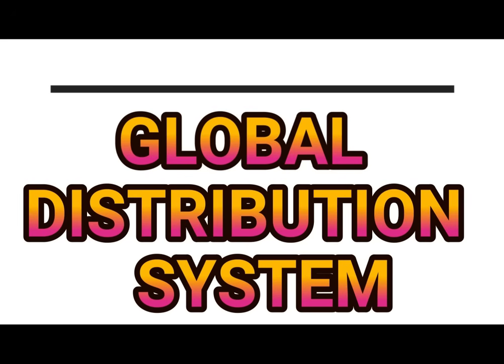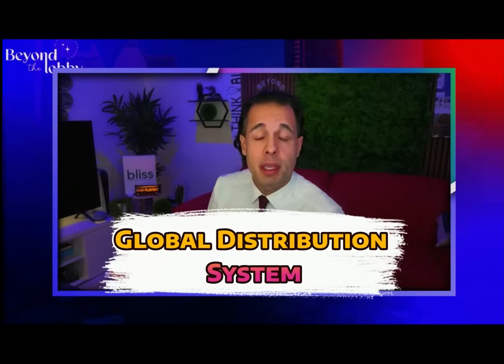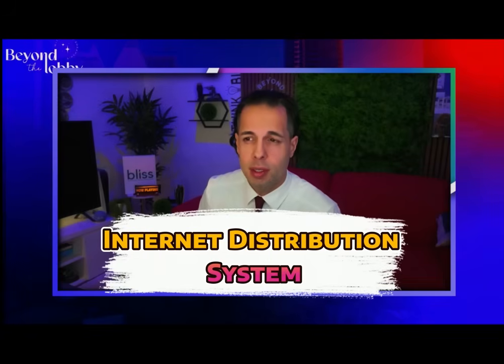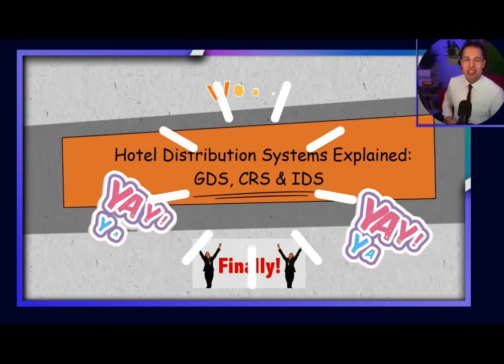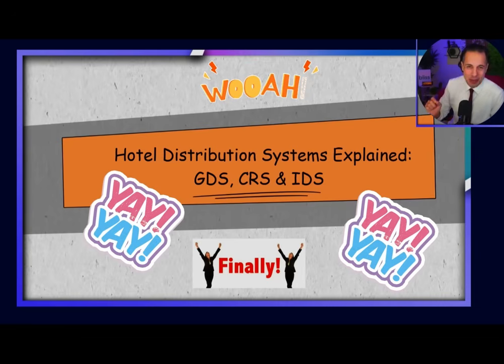One of the most challenging topics that I've noticed students struggle understanding is when they're learning about the global distribution system and pretty much how the hotel distribution system works. So today I'm going to explain to you very quickly what global distribution system means, central reservation, and the internet distribution system. We call that the GDS, CRS, and IDS. Hope you enjoy it. So finally, the hotel distribution system explained in the easiest way possible.